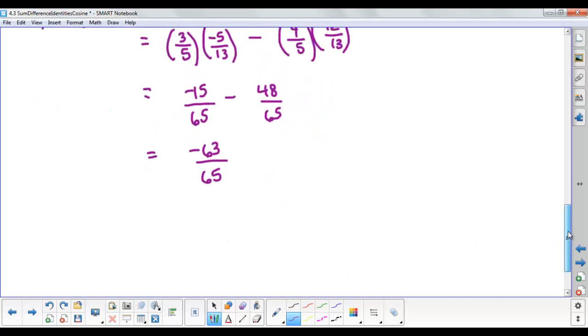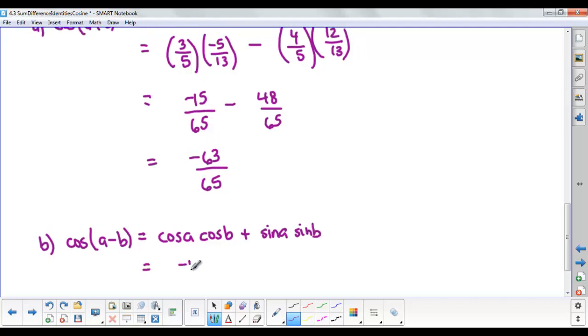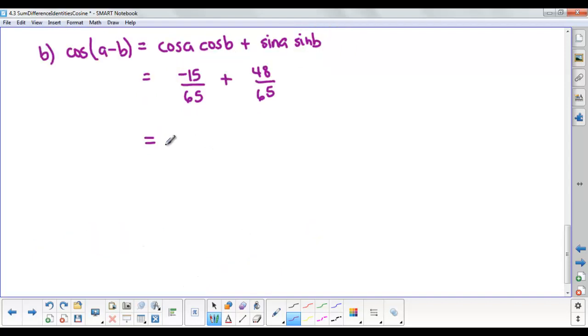Alright, now for part B of the question. Part B was the difference identity, so cos(A - B). Again, if we were to expand that, we'd have cos A times cos B, this time plus sine A times sine B. We've already evaluated cos A times cos B, but this time we're going to add it to sine A times sine B. Because we have a common denominator, it's just adding the numerators together, which gives us 33 over 65.